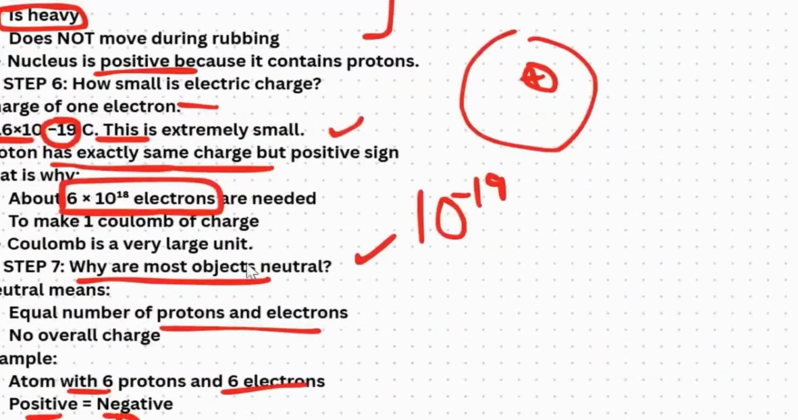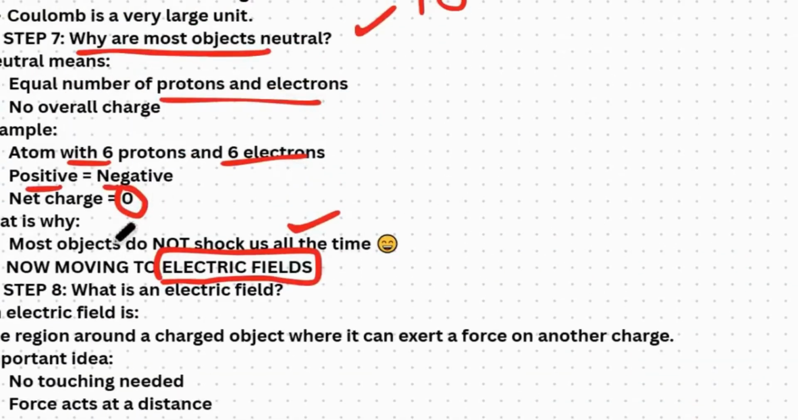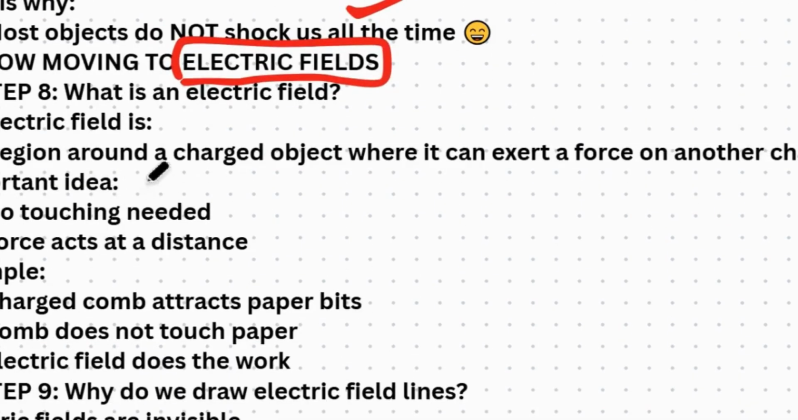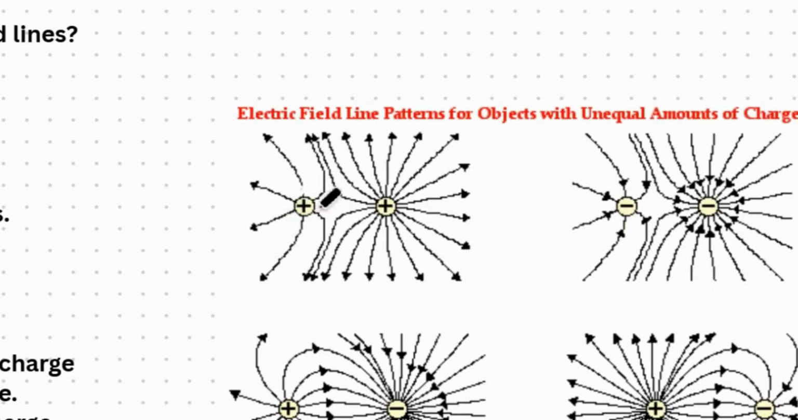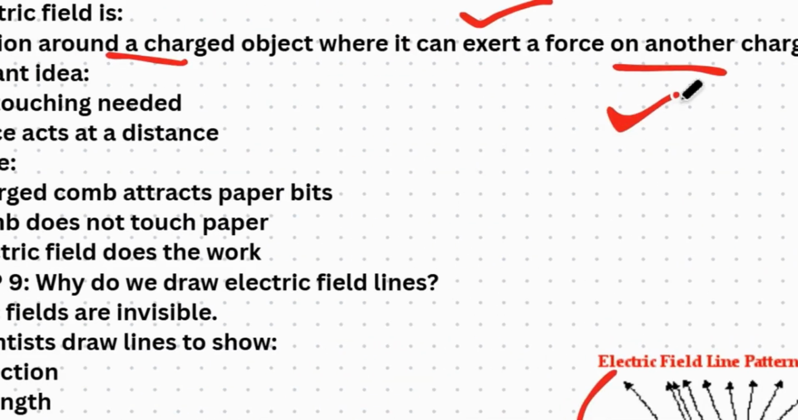Now I'm giving you a more clear idea of electric field. You have to listen to it very carefully. This is an important topic to remember. So the region around a charged object where it can exert a force on another charge. See, this is a charged object, for example. The region where it exerts force on another charged object is named as electric field.